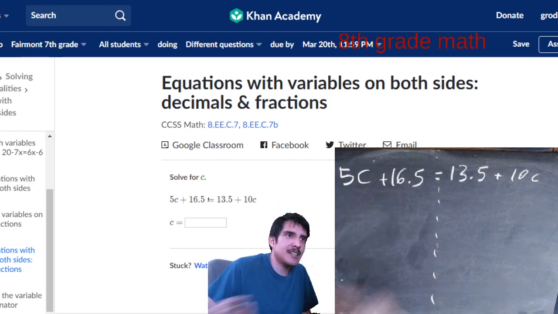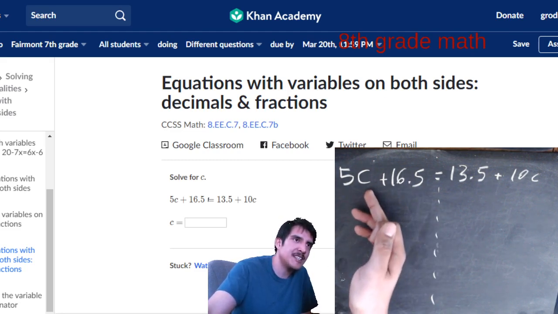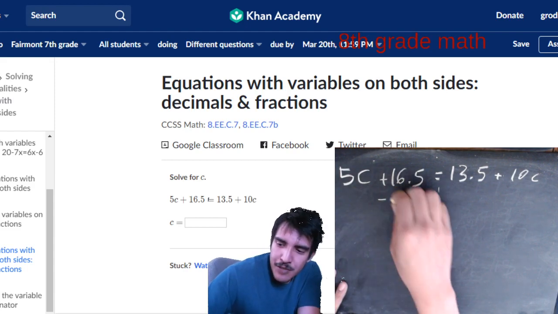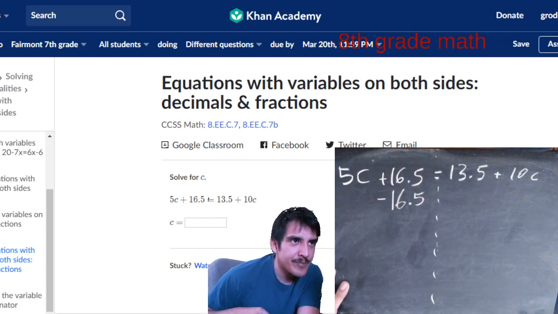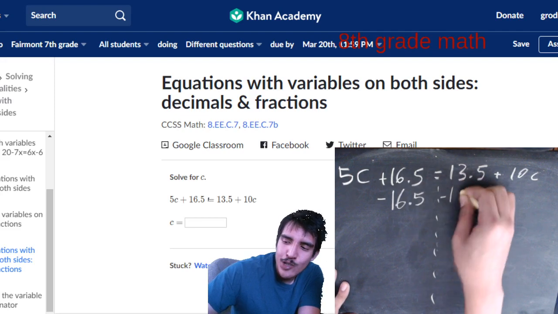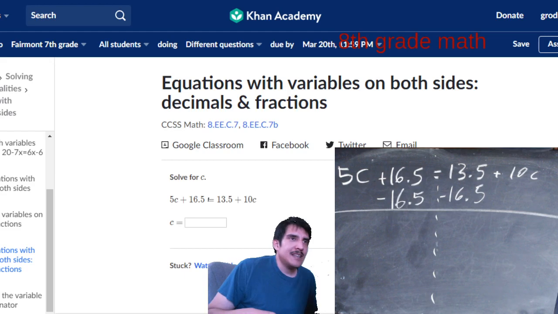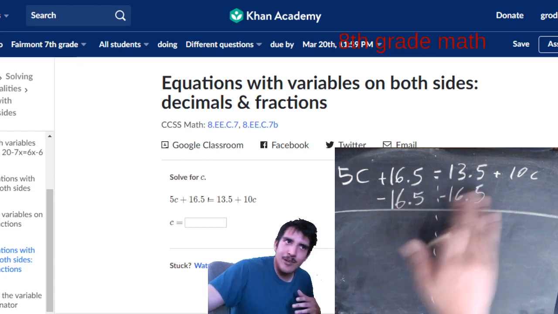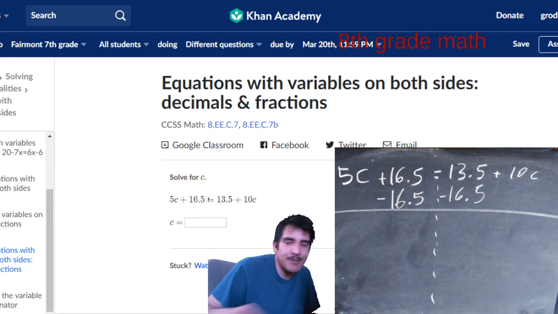So 5c plus 16.5. Look at this first side first. What number do we want to get rid of so that we just have c left over? Well, we need to get rid of 5, and we need to get rid of plus 16.5. We've done this hundreds of times by this point, so hopefully you know minus 16.5. And since an equation is a balance, you got to do the same thing to both sides. Always. That's why I always do the work the same way, because if you don't, at some point you will forget to do the same thing to both sides. So I always just have 2 sides so that I know I'm doing the exact same thing.